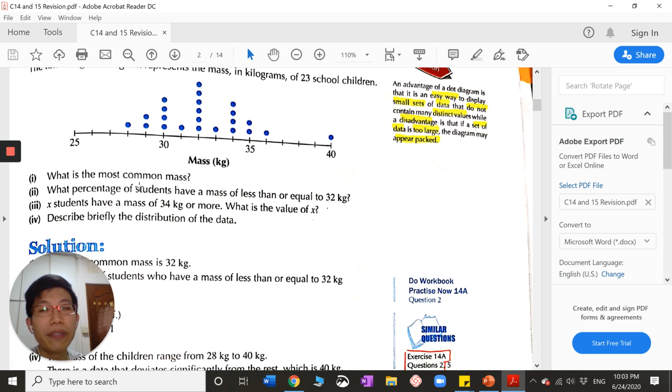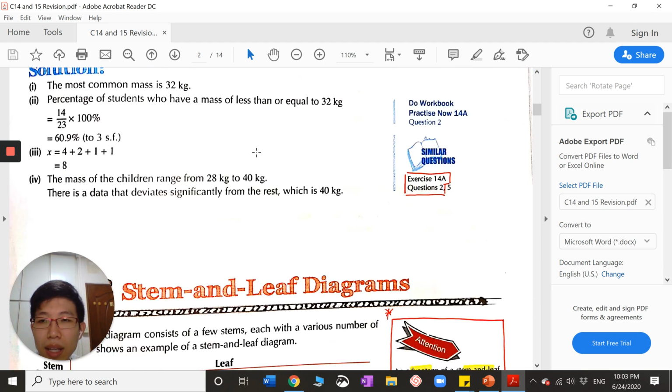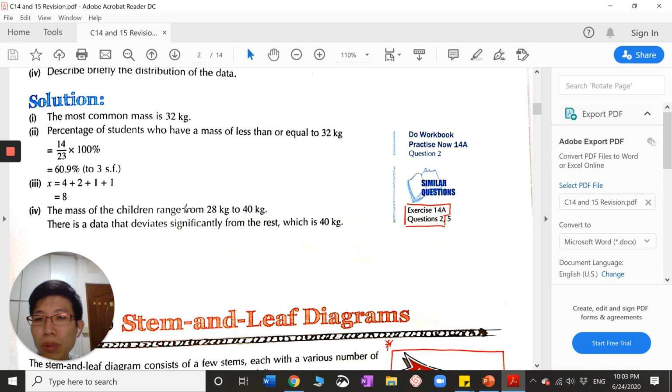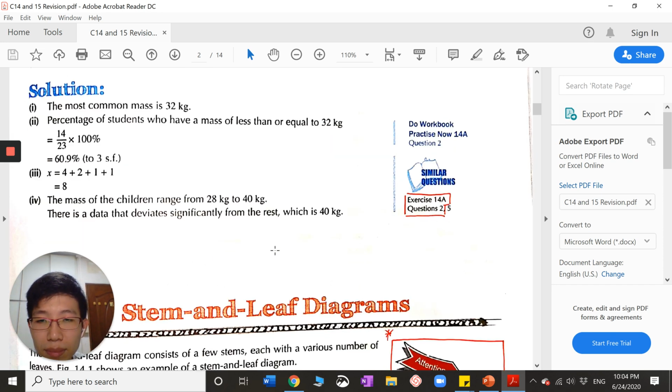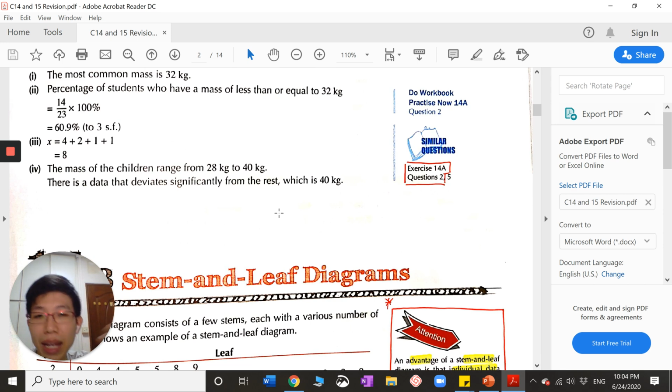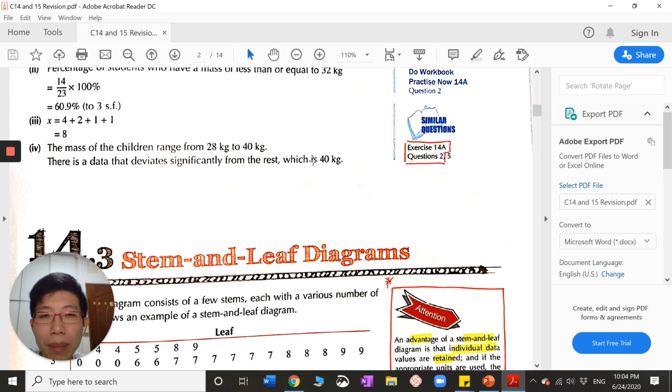And they will ask you to identify how many students fit into this category and so on. So you need to know how to interpret the data. And lastly, they'll ask you to describe briefly the distribution of the data. So in this case, you can say that the mass of the children ranges from 28 kg to 40 kg. So basically you're reading off the minimum value, the lowest value, and the highest value. And you can also talk about whether there's any data that is totally different from the rest. That's why it is called an outlier, because it is out as compared to the rest.